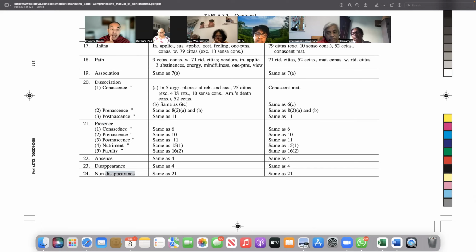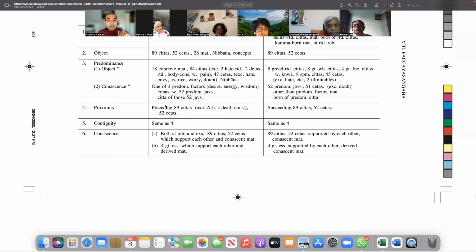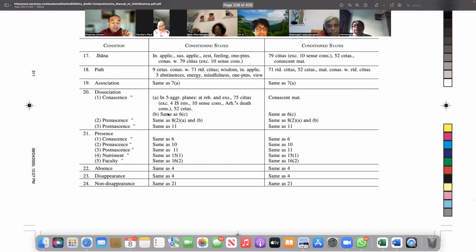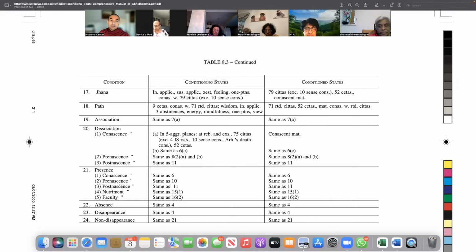Right? That is why we have connascence, pre-nascence, post-nascence, nutriment, and faculty conditions. Because in all of these conditions, what do we see? They overlap. They are present at the same time that the conditioned state arises. Do you understand, everyone? This does not happen everywhere. In proximity condition number 4, which we have just done for the sake of example, by the time that the succeeding 89 cittas and the 52 cetasikas arise, the preceding 89 cittas and the 52 cetasikas have passed away. Do you understand? Right? So, we are looking at a position where again it overlaps the conditioned and the conditioning, and two, it supports. Is that understood? Any questions? I would be very happy to explain further or again if required.